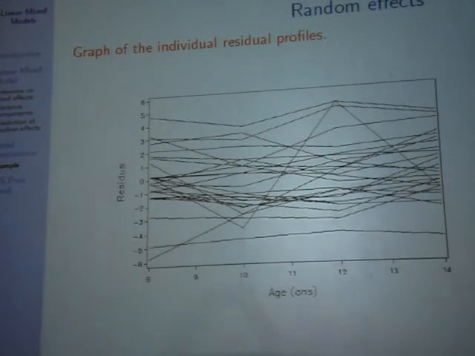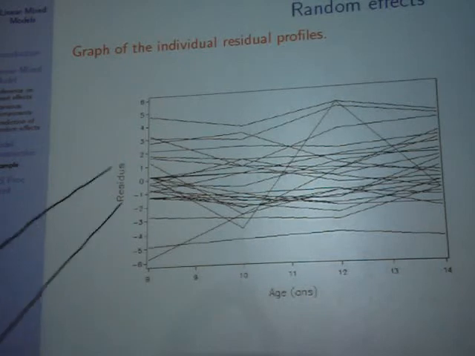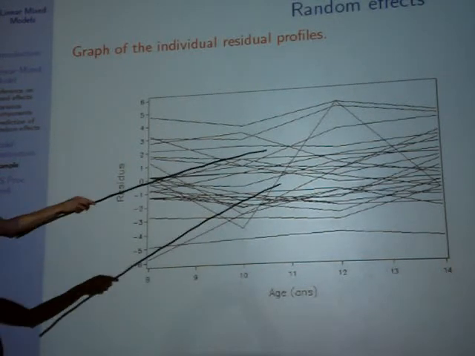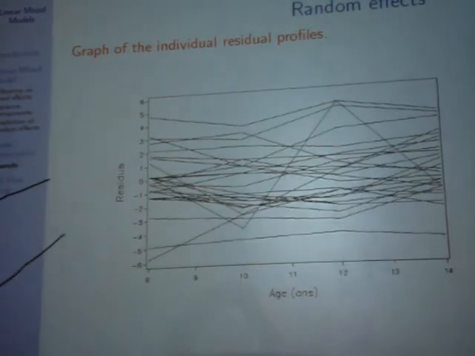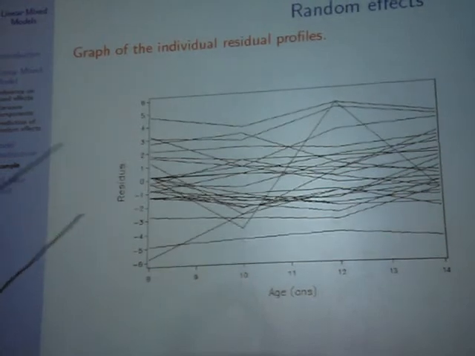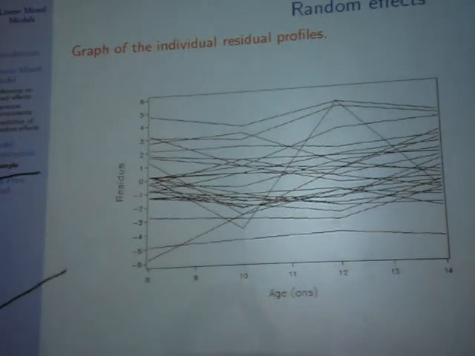So in the growth example, here are the individual residual profiles over time. You can see that for most of them the trend is again nearly linear, or maybe even constant. So in this step, we probably choose a linear random regression, and then we will check afterwards if a simple random intercept would be sufficient.